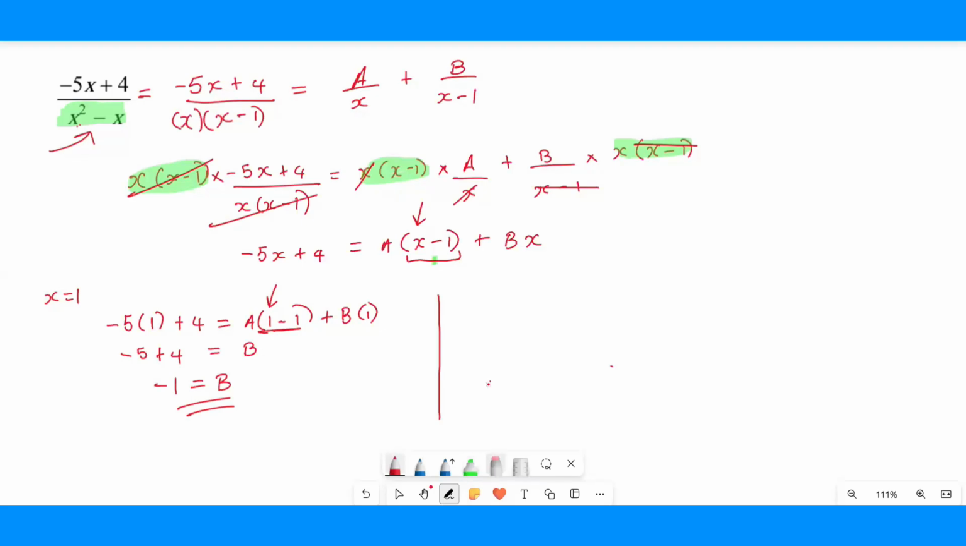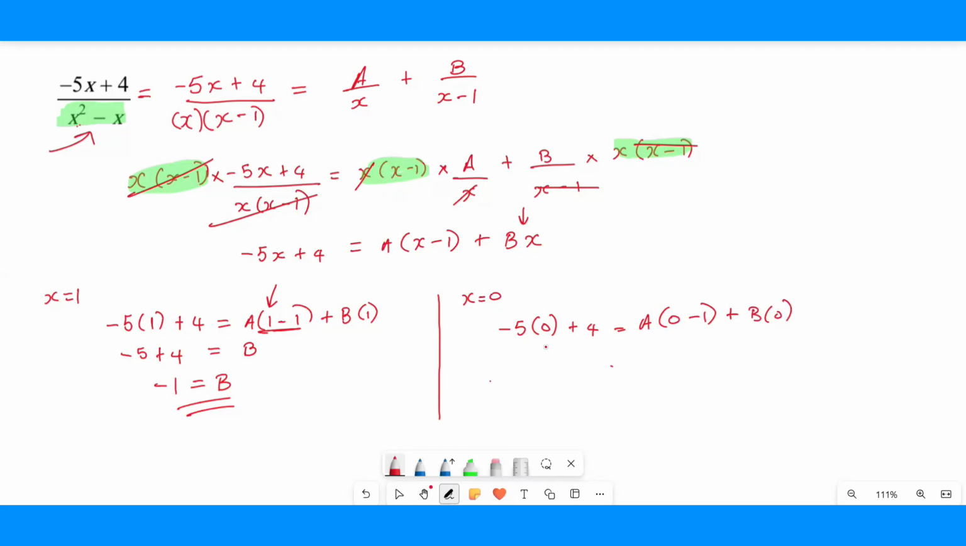Now we're going to focus on how to find a value for A. If we need to find a value for A, we need to eliminate B. So we're going to let x equal 0 so that the B is gone. Let us work through that. It's going to be negative 5 times x, but x is 0 this time, plus 4, and this is equal to A times 0 minus 1, plus B times 0.